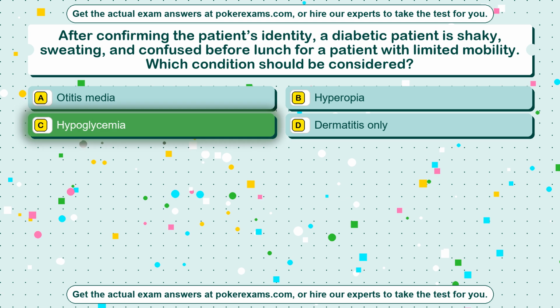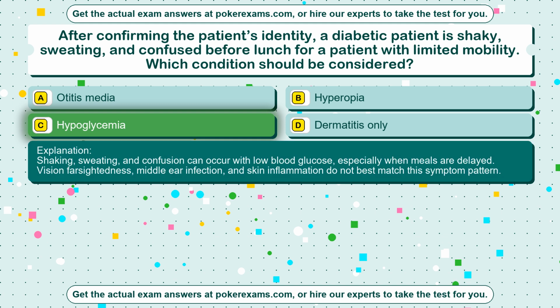The correct answer is option C, hypoglycemia. Shaking, sweating, and confusion can occur with low blood glucose, especially when meals are delayed. Vision farsightedness, middle ear infection, and skin inflammation do not best match this symptom pattern.